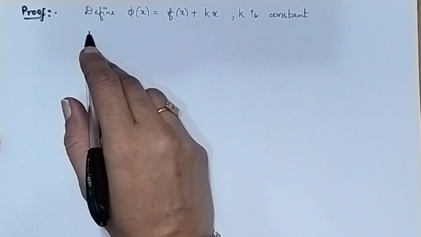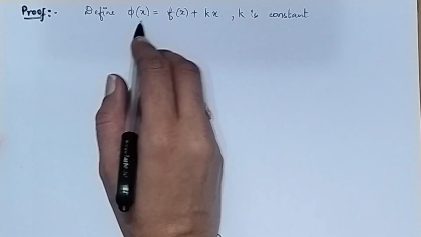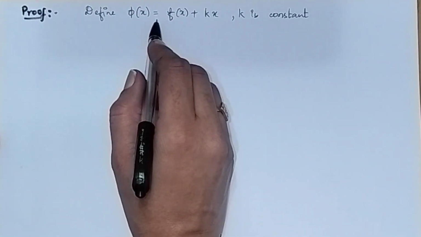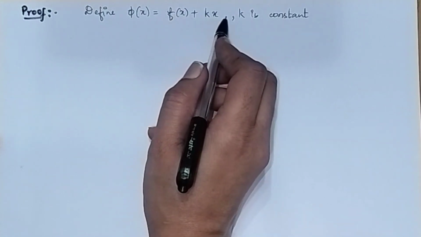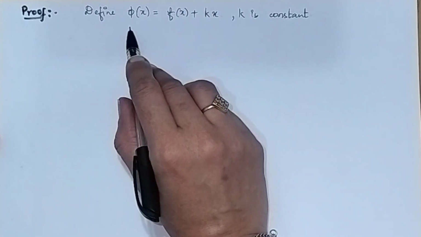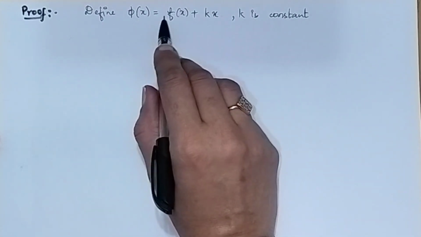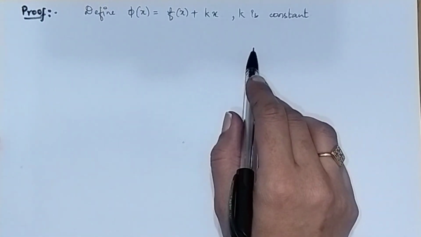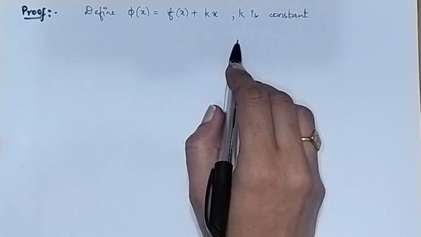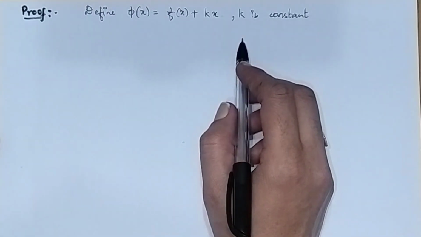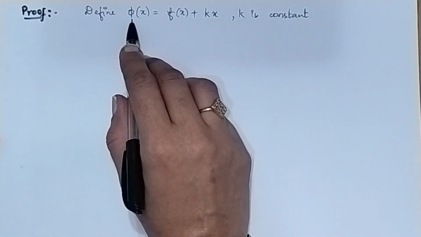Now let us see how to prove Lagrange's mean value theorem. For that, I will define a new function phi(x) as f(x) plus k times x, where k is a constant. Now I will prove that phi is continuous, phi is differentiable, and phi(a) equals phi(b), so that I can apply Rolle's theorem on this function phi.